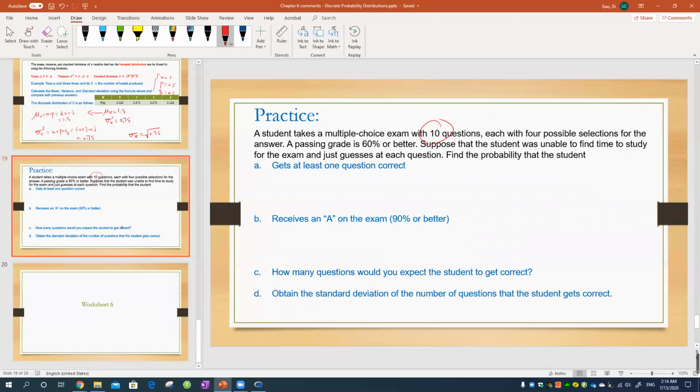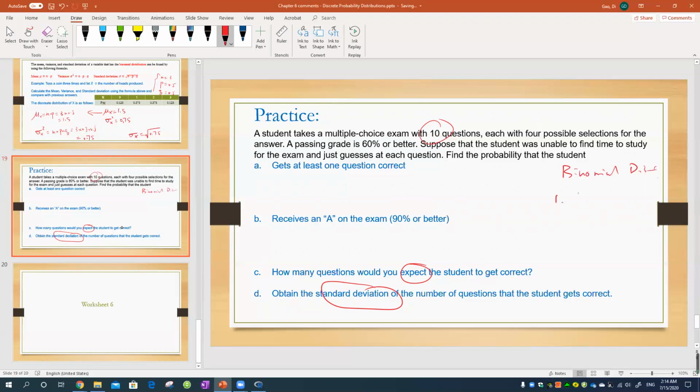How many questions would you expect the student to get correct? Obtain the standard deviation of the number of questions that the student gets correct. So this is definitely a discrete distribution problem. But furthermore, let's see whether it is under the special case, the binomial distribution.